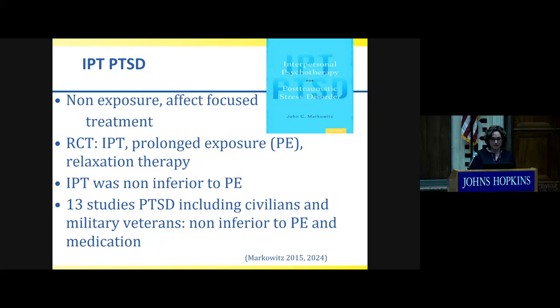Anyone who's worked with individuals with PTSD knows that exposure to the trauma is particularly challenging. Some individuals prefer not to engage in that, and now we have another therapy to help them. It's always good to add therapies to our toolbox.